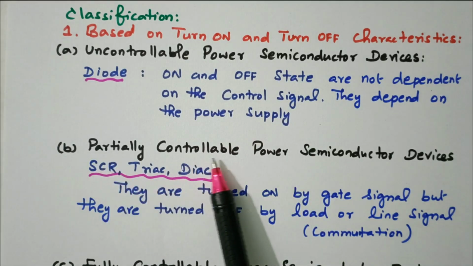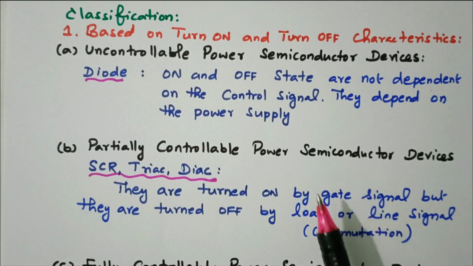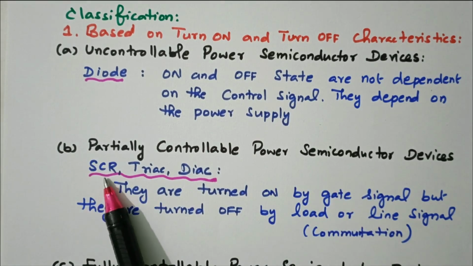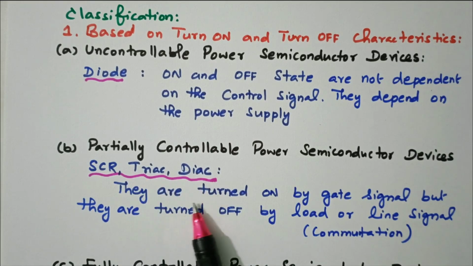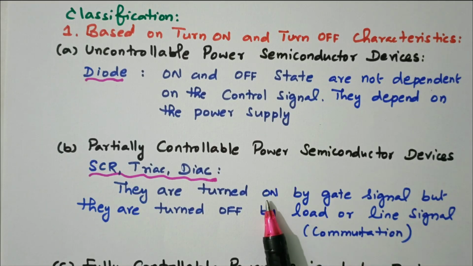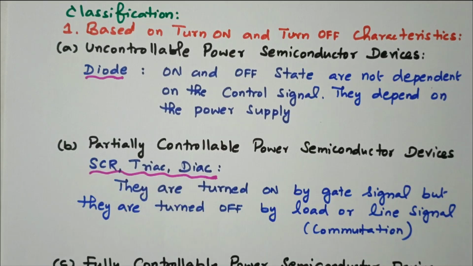And partially controllable power semiconductor devices. SCR, TRIAC and DIAC. They are turned on by the gate signal, but they are turned off by load or line signal, the commutation process we already discussed. Only turn on is by the gate terminal. Once it is turned on, it will keep on conducting even if the gate signal is removed. For turn off purpose, we have to use the commutation process, either load or line signal. That's why it is called partially controllable.